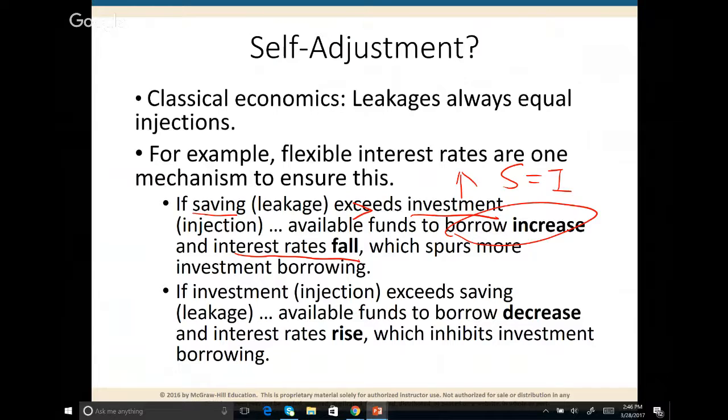And then vice versa, if your investment is more than saving, that means we want to borrow more money, and then there is less money available to be borrowed. So the interest rate goes up. When the interest rate goes up, we save more money, and your investment becomes more expensive, so investment becomes less, and eventually this will equal again. So saving also equals investment. According to the classical economists, the economy by itself will always self-adjust to this equilibrium, where your leakage will always equal your injection.